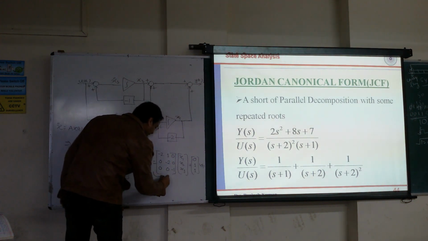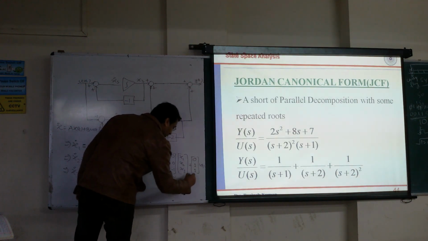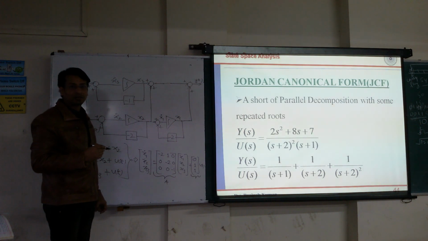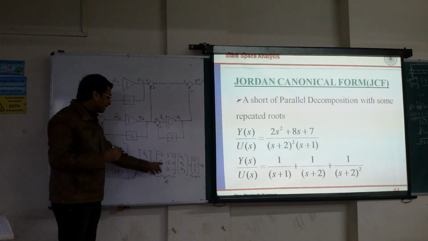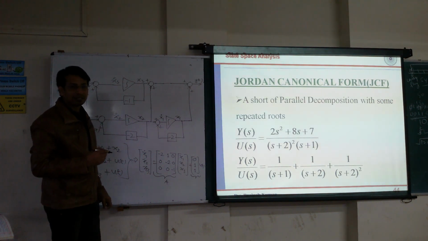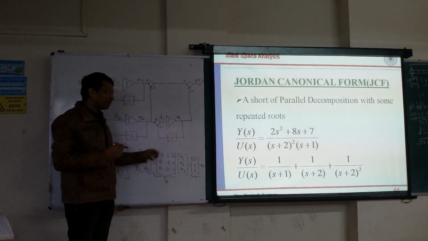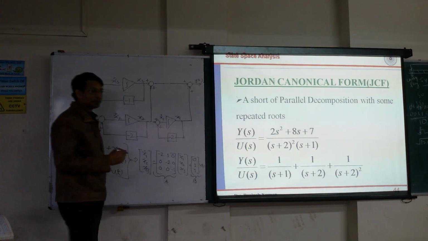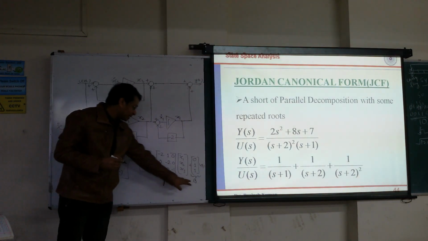x3 dot will be equal to 0 of x1, 0 of x2, minus 1 of x3 plus 1 of ut. This is your matrix A. This is well known as the system matrix. Why is it known as the system matrix? Because it represents the nature or characteristics of the system. By seeing the system matrix, you can say whether your system is stable or not. So this is your matrix A.